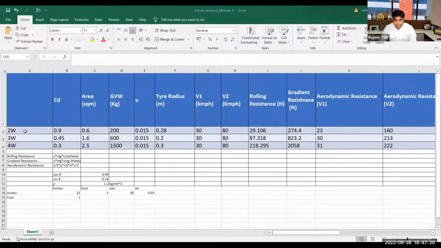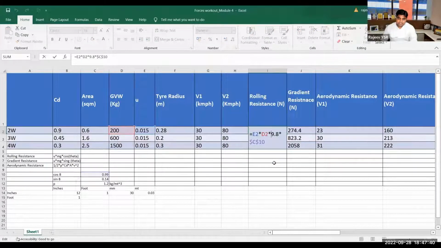So we have two-wheelers, three-wheelers, and four-wheelers, with all the parameters put in. V1 is equal to 30 kilometers per hour and V2 is equal to 80 kilometers per hour. Now, what is the formula for rolling resistance? It is mu mg cos theta, right?